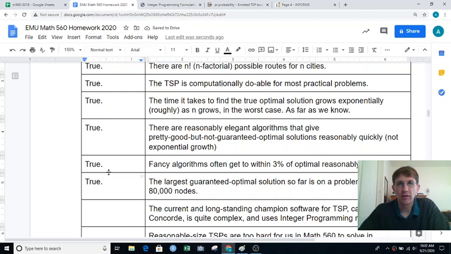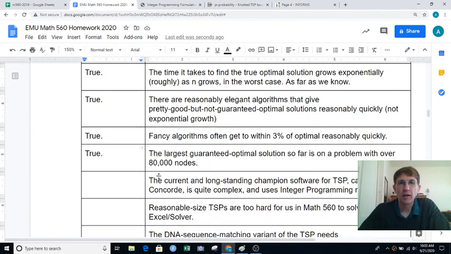There are other problems people have worked on that have millions of nodes, and they haven't found the guaranteed optimal solution to those yet, but they've got within like 3% of guaranteed optimality, so that's good enough for most purposes. How about this one? The current and long-standing champion software for TSP is called Concorde. It's quite complex, and it uses integer programming methods rather than just saying I'm going to go to the nearest city that I haven't visited yet or something like that. That's true. It's a big code base. You can download it for free. You can even use it online for free, and it uses really advanced integer programming methods.